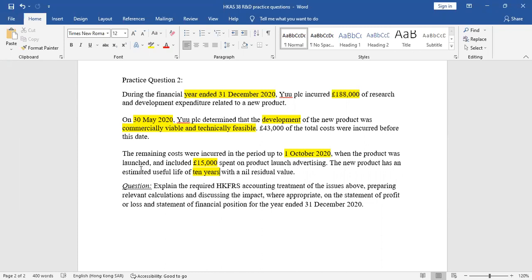So I hope this verbal explanation, and how to approach this problem, how to exercise accounting judgment, how to highlight those keywords, and how to pay attention to the accounting timeline, was helpful for you to prepare for questions on research and development expense for your module 11 qualification program of HKICPA.